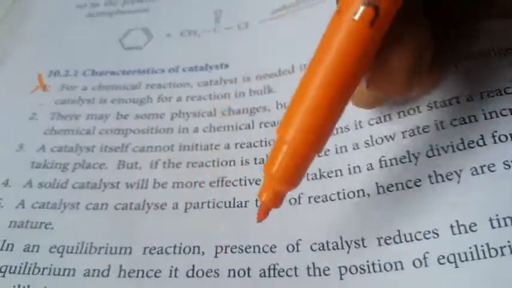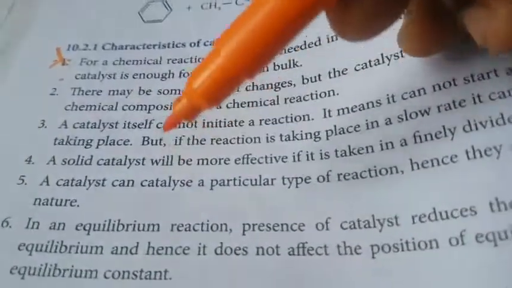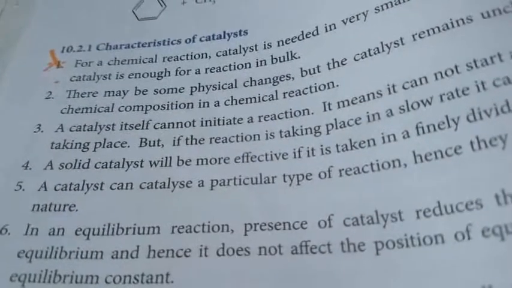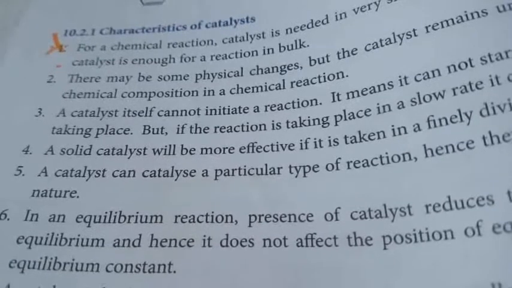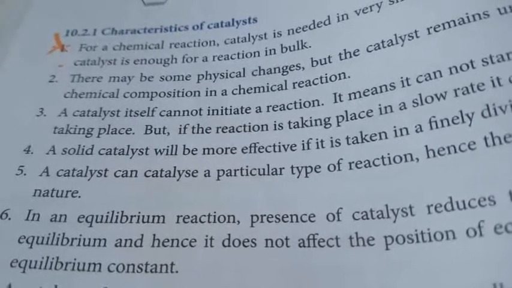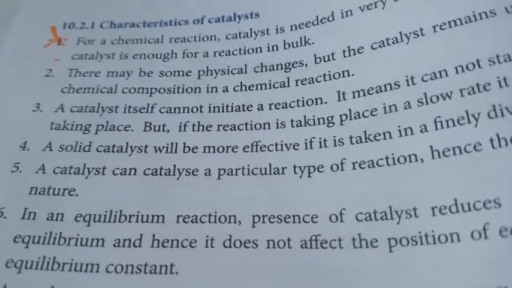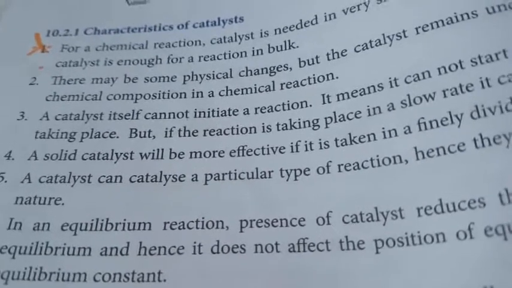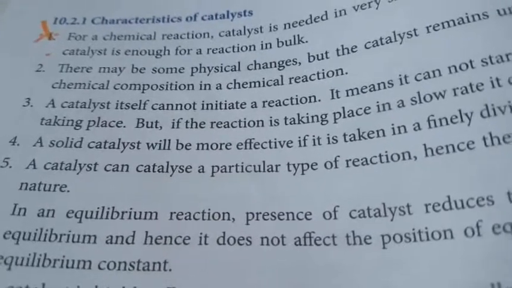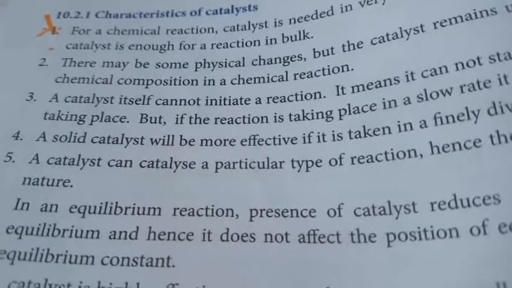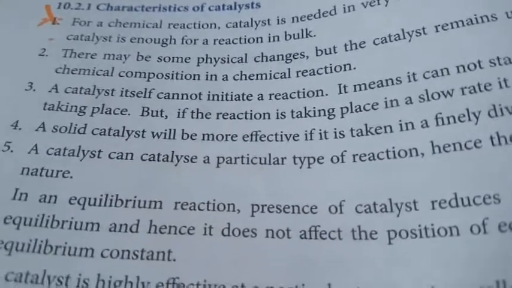A catalyst can catalyze a particular type of reaction, hence they are said to be specific in nature. So what is the meaning of that? Say for example, in Haber's process, iron is used as a catalyst, right? The iron cannot be used for all the reactions, that is not at all possible. According to the nature of the reaction we are adding the catalyst. We cannot use the same catalyst for every reaction. According to the nature of the reaction, whatever that reaction needs, we can add the suitable catalyst.